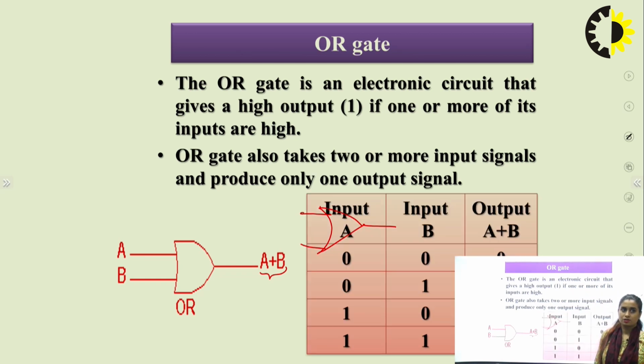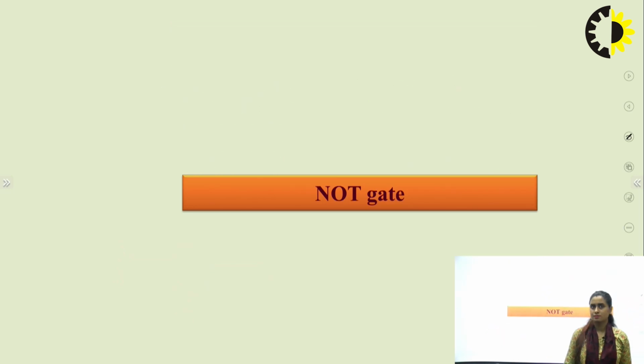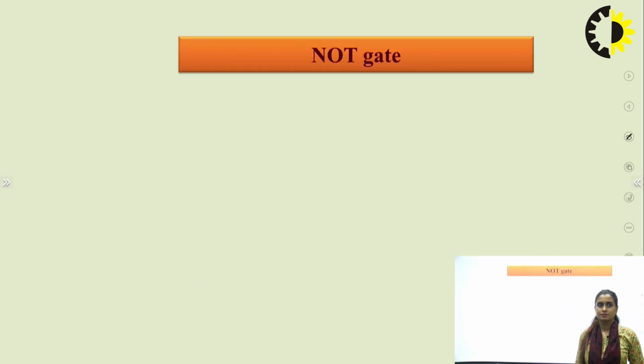If I talk about the truth table, I'll have to draw 2 inputs and 1 output, that is A plus B. It will have output 1 everywhere apart from where both the inputs are 0. Otherwise, all ones. Logical addition. You can see 0 plus 0 is 0, otherwise 0 plus 1 is 1, 1 plus 0 is 1, 1 plus 1 is 1. NOT gate.